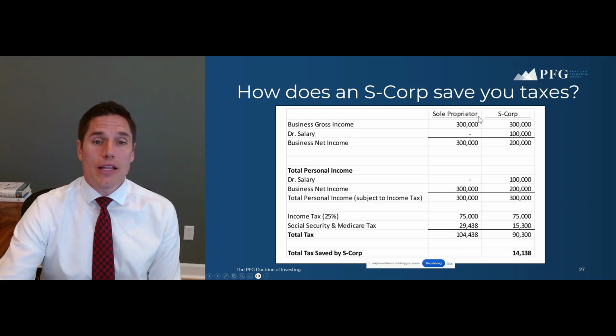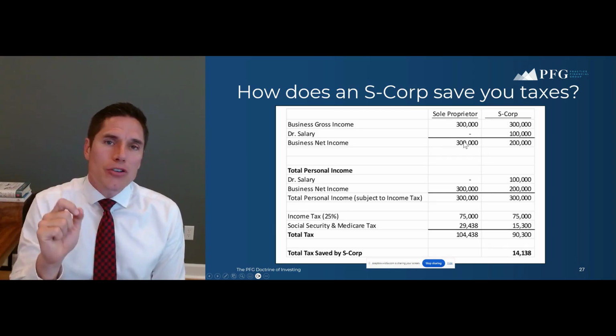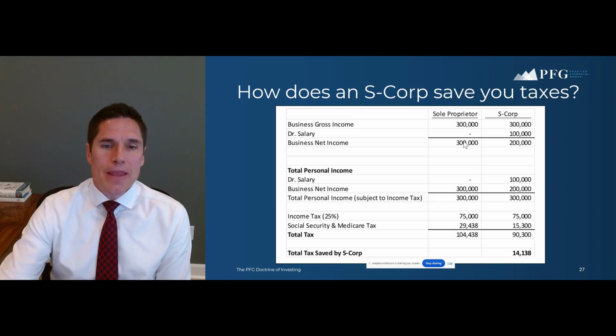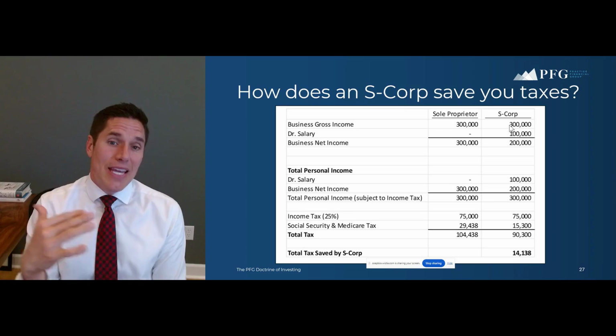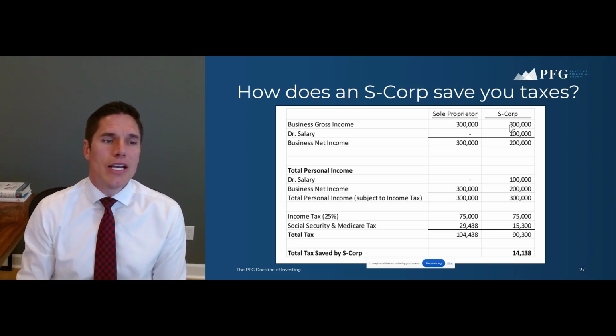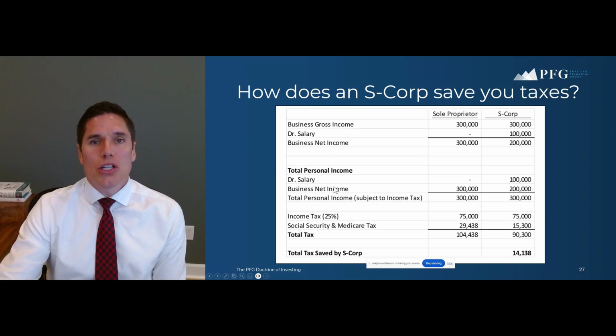So this is sole proprietor LLC, S corp LLC. The business gross income is $300,000 in both cases. For the sole proprietor, that $300,000 drops right to the business net income. For the S corp, however, the doctor pays him or herself a salary. That doctor's salary is deducted from the business gross income to give the business net income. So in this scenario, the doctor has $300,000 of income, pays himself a $100,000 salary, so the business net income is $200,000. Now let's look at their personal income.